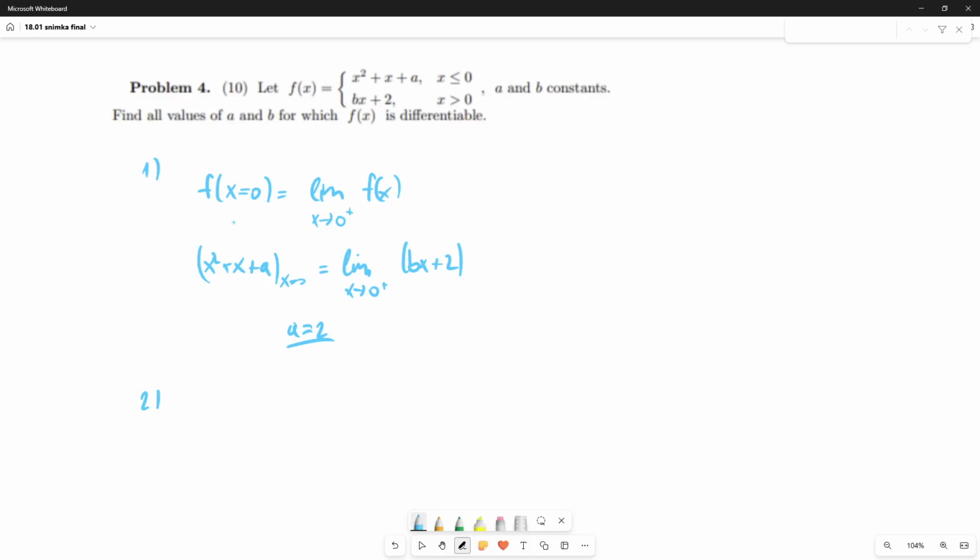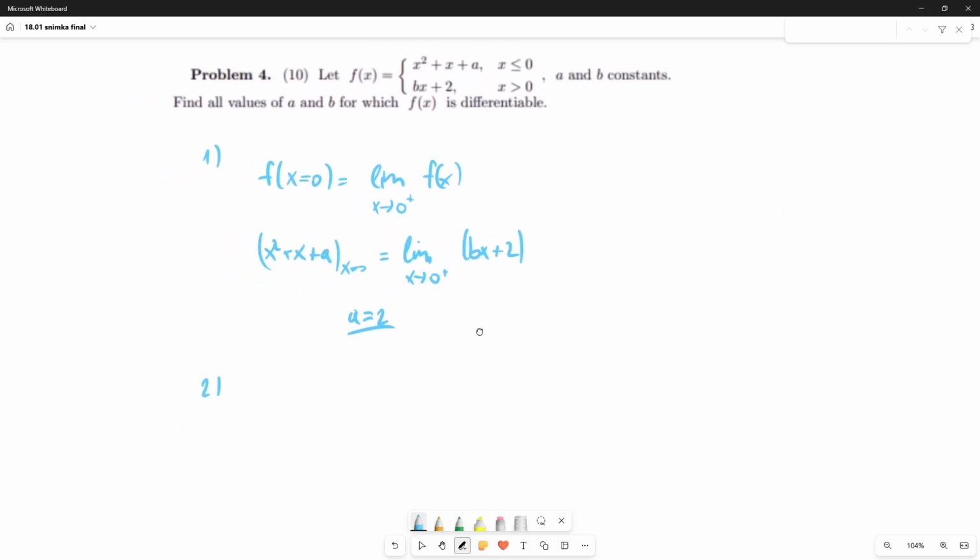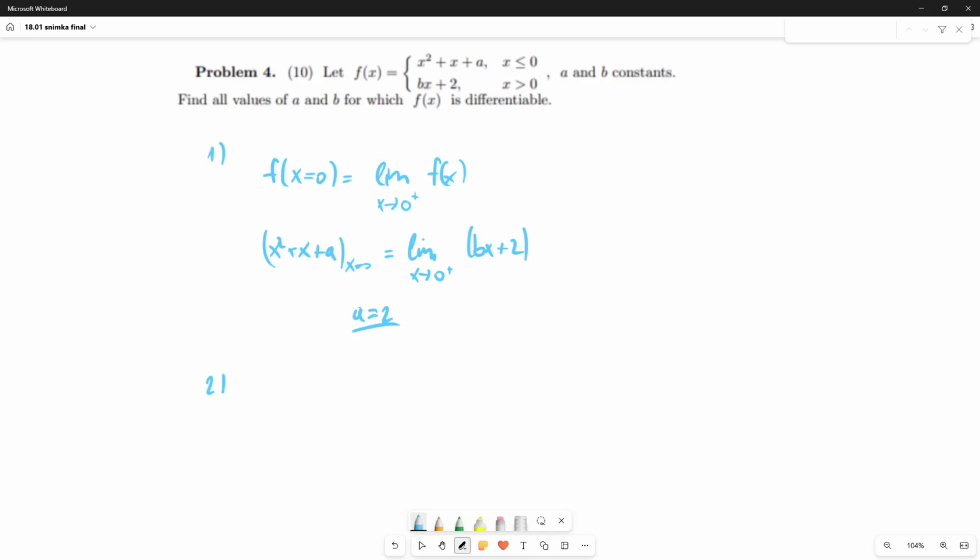The second condition is that the derivative is continuous and bounded in the whole domain, and that includes the point x is equal to 0. It's quite obvious that the derivative in the rest of the domain, excluding the point x is equal to 0, is both continuous and bounded. However, we need to test the condition at x is equal to 0.